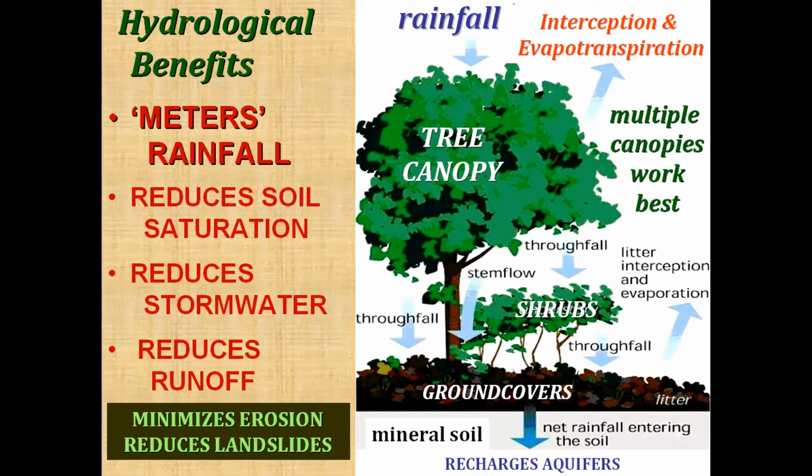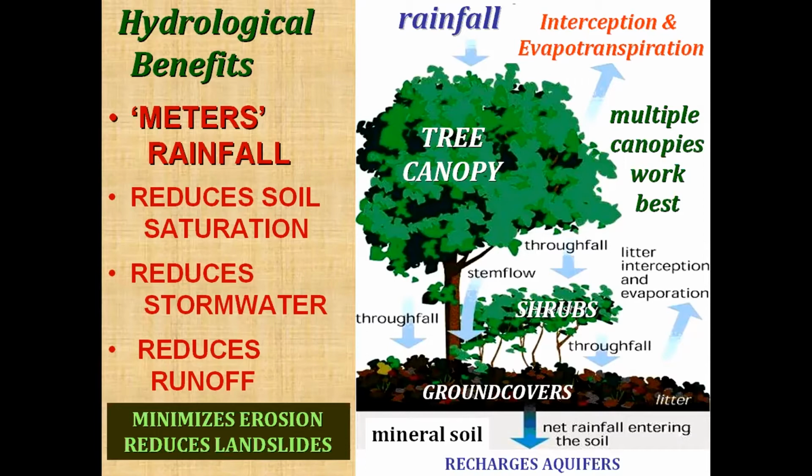Water adheres to the leaves and to the stems and is interrupted, and then falls slowly through or flows down the stems, hits the shrub layer, and the process continues. And then it hits the ground covers, the process continues, and finally it hits the soil, and very little rainfall enters the soil. And what does, recharges the aquifers. I don't know how many of you are on wells. I am, and recharging aquifers is very important.